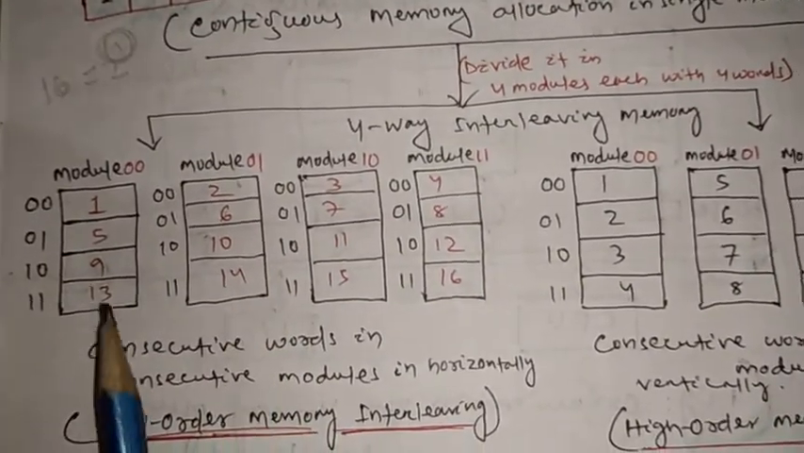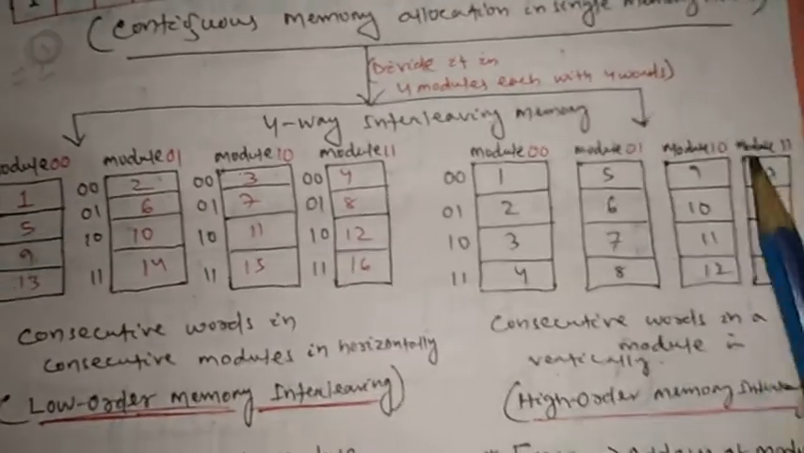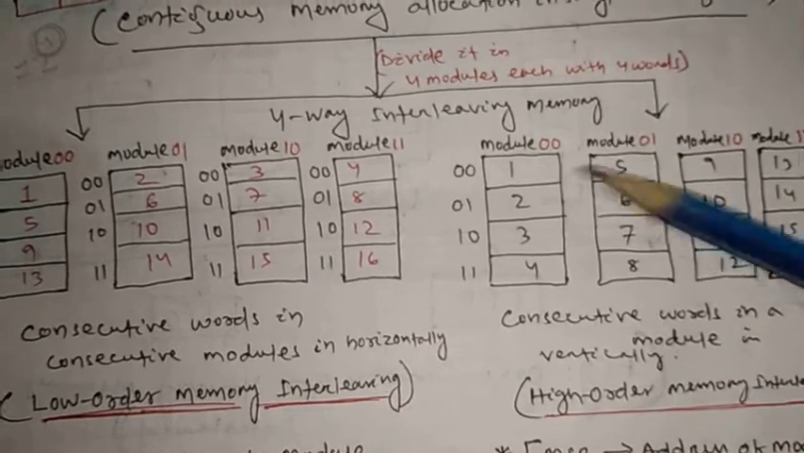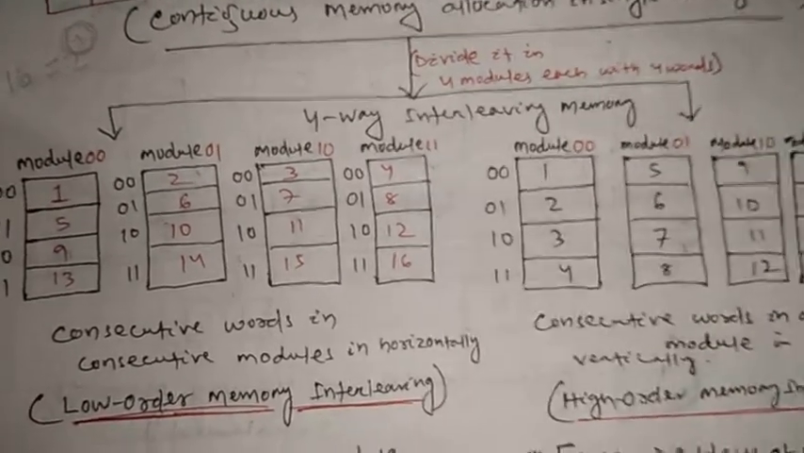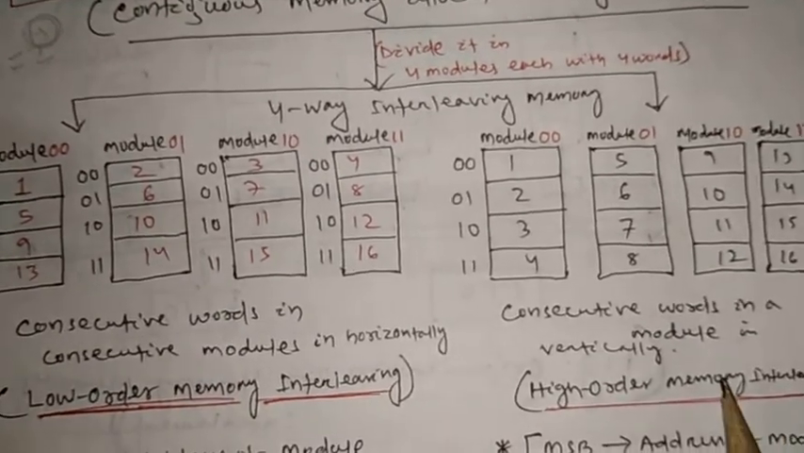In the first, consecutive words are stored in consecutive modules in a horizontal manner, and here consecutive words are stored in one module in a vertical manner. So this is called low order memory interleaving, and this is called high order memory interleaving.